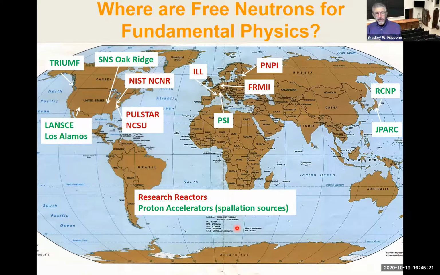The reactors largely have been around for a long time. What I show here are, in red, the reactors, and in green, proton accelerators. And so in the US, Canada, Europe, and Japan, there are a variety of sources. Essentially, all of these are taking part at some level in the fundamental understanding of the fundamental interactions of neutrons. However, that is not their primary goal, and I'll show you with a couple of examples.